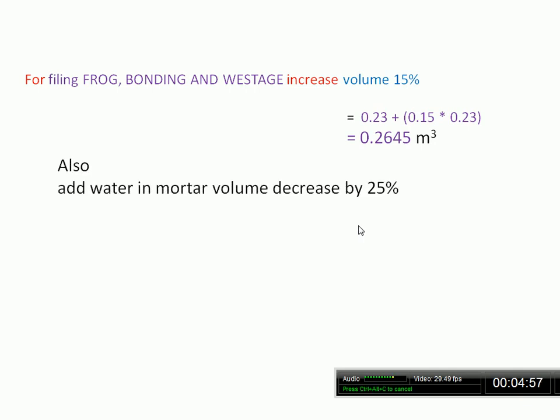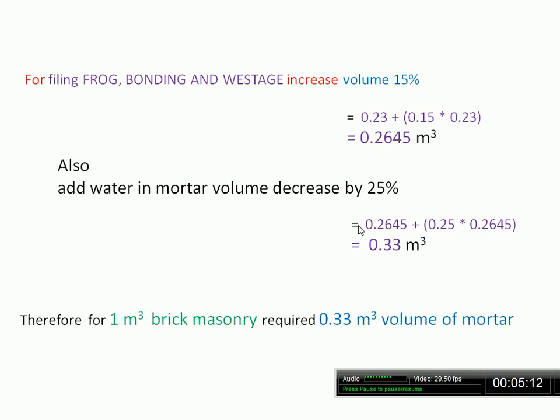Also water in mortar, the volume is decreased by 25%. Then 0.2645 plus 0.25 multiplied by 0.2645 is equal to 0.33 m cube. Now for 1 m cube brick masonry, we require 0.33 m cube volume of mortar.